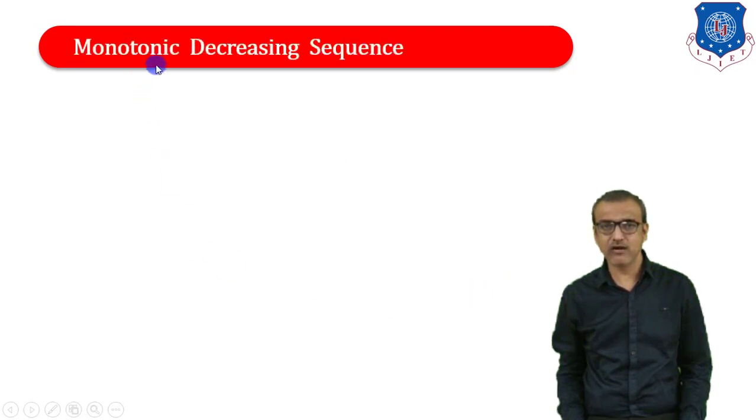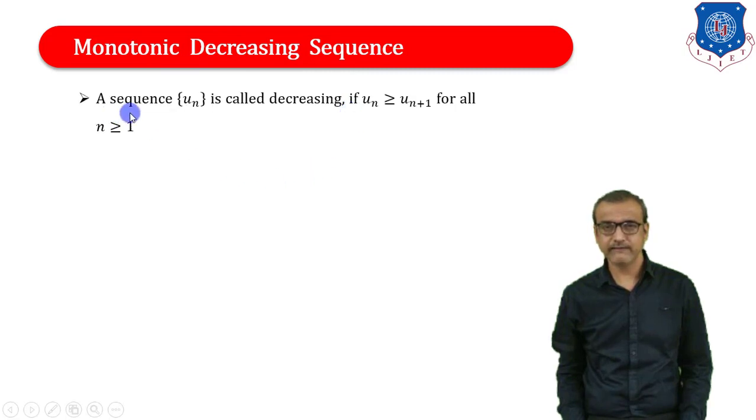Now we will see what is a monotonic decreasing sequence. A sequence Un is called decreasing if Un is greater than or equal to Un plus 1 for all n greater than or equal to 1. If you take the value of n equals to 1 over here, you will get U1 is greater than U2, U2 is greater than U3 and so on.